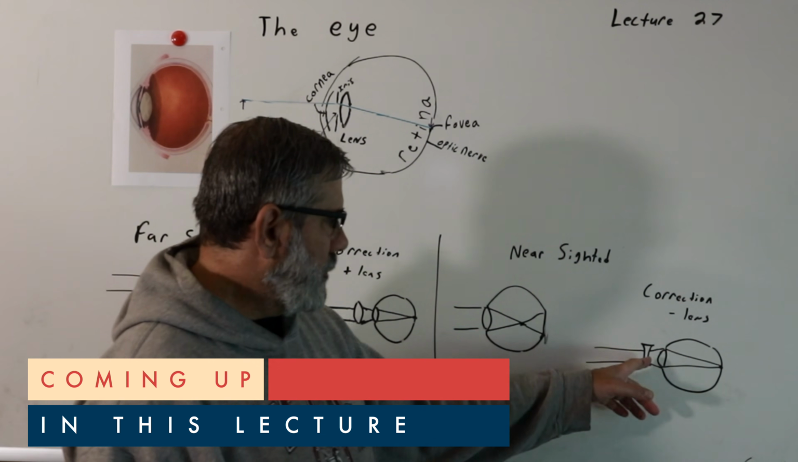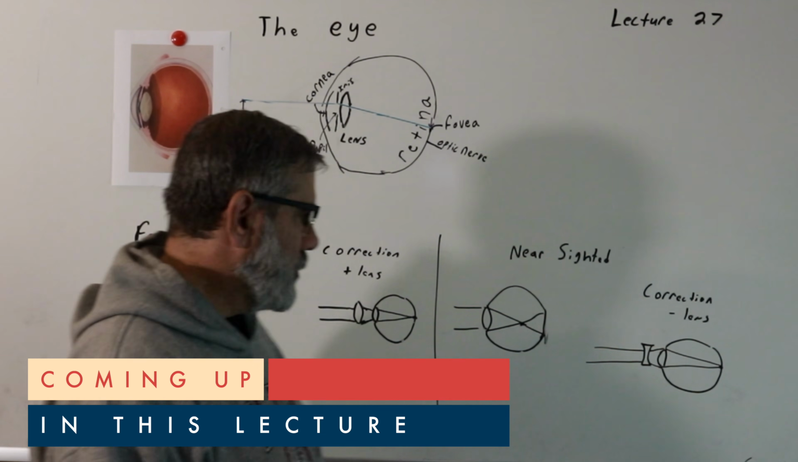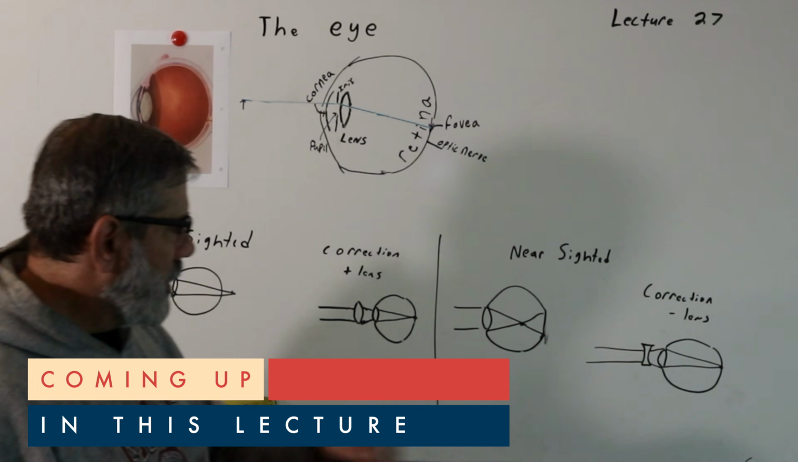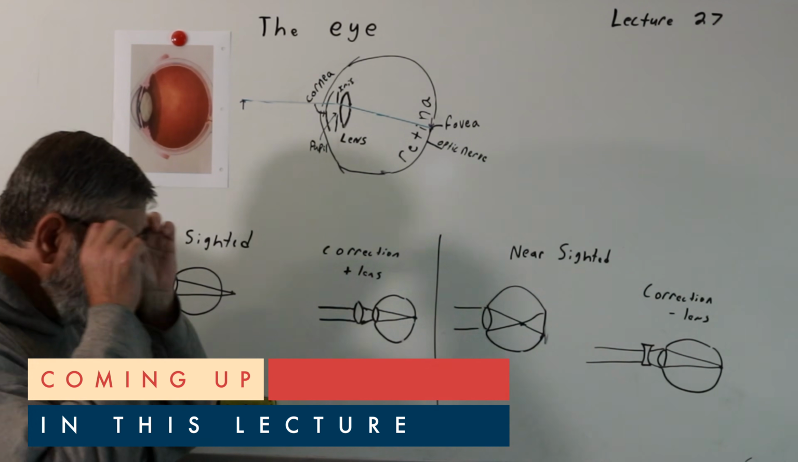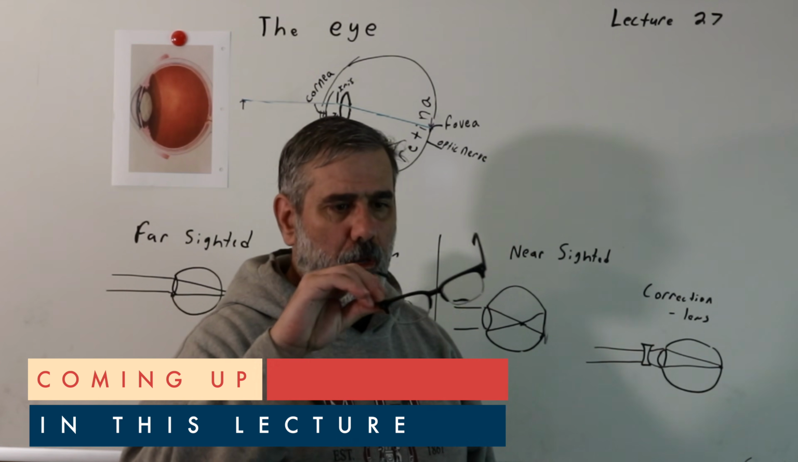So we kind of decrease the curvature, right? Increase the divergence of the rays. And so that will correct for that. And that's what nearsighted, that's what these would be for, right?